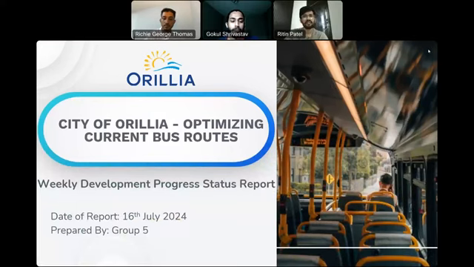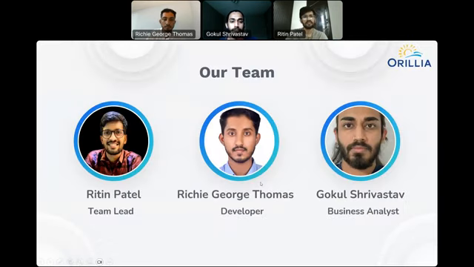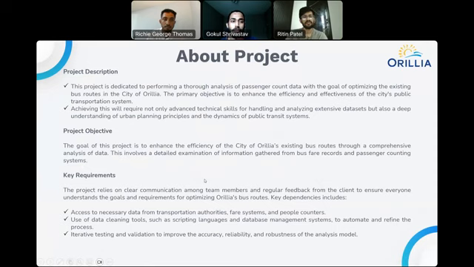We are members of Group 5 giving our final presentation on the project of City of Orillia optimization of bus routes. These are the group members: Ratan being the team leader, Richie being the developer, and myself being the business analyst. So for project description, we are optimizing existing bus routes in the City of Orillia to enhance the efficiency and reduce commute time on the city public transport system.